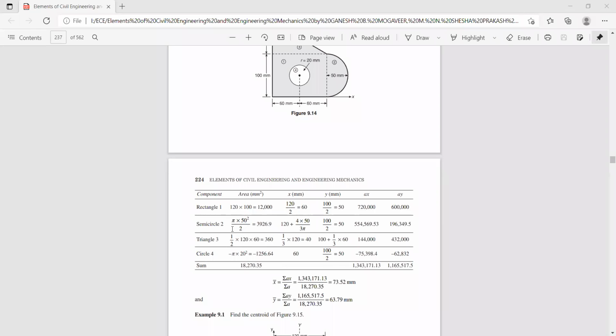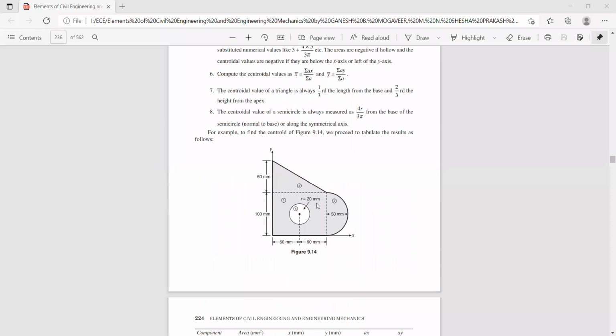So you can take the sigma A. Sigma A is nothing but A1 plus A2 plus A3 minus A4, because we need to take out this circle from the given figure. Similarly, you can find the values of x1, x2, x3, and x4. Now x1, this is the rectangle. x1 is always measured with respect to the y-axis. This length is 120 millimeters, half of which is 60 millimeters. So x1 is 60 millimeters.